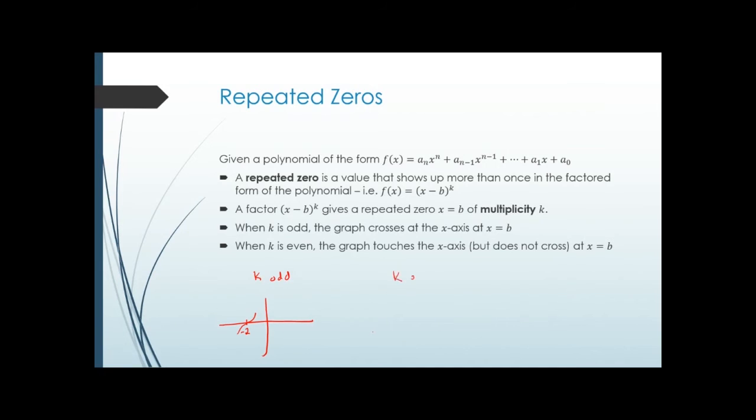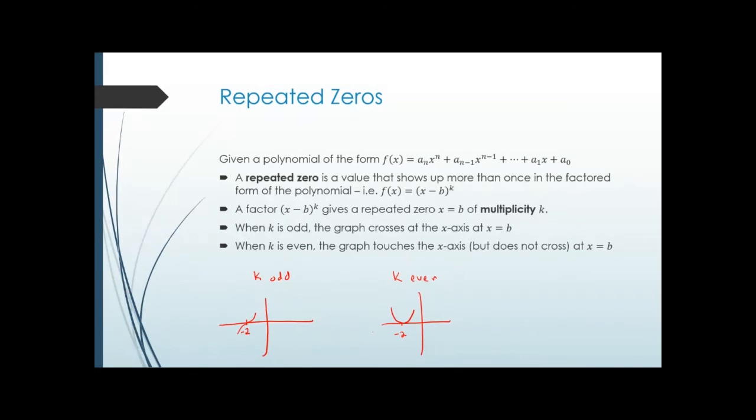Now, if it was even, so let's say that 0 showed up twice, or maybe it shows up 4 times, that same 0, what happens is it bounces off. It doesn't cross the axis, it bounces off, and it bounces back in the direction it was coming from, or it might be coming from below and going back down. So this just gives you an idea of what these things can do to a graph.